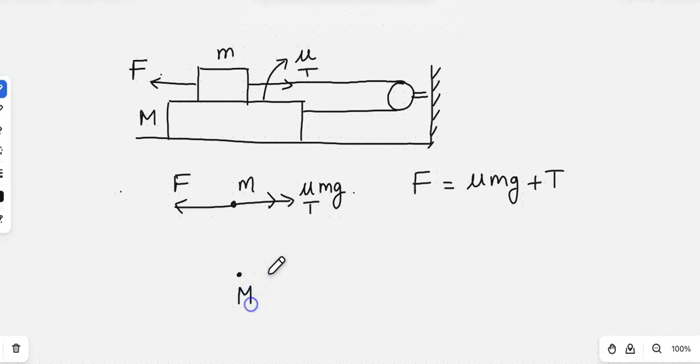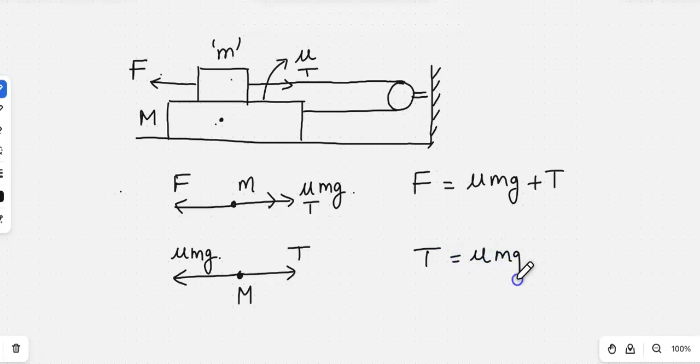If I look at this capital M, you can see the frictional force on the top block is towards right. So the frictional force of this block m on capital M will be towards left. This will be in the opposite direction and the same magnitude, right? If the top block is experiencing friction in the backward direction, then the same amount of force will be applied by small m on the big M in the left direction. So now there will be a tension towards right, and there is no other force because there is no friction between capital M and the ground. So this will become T equal to mu mg, right?